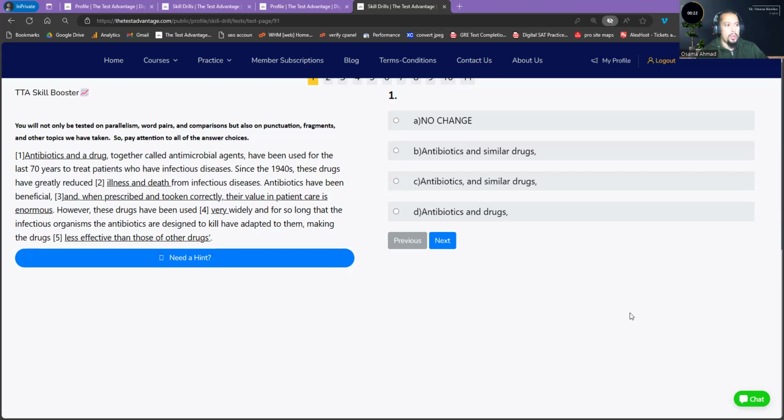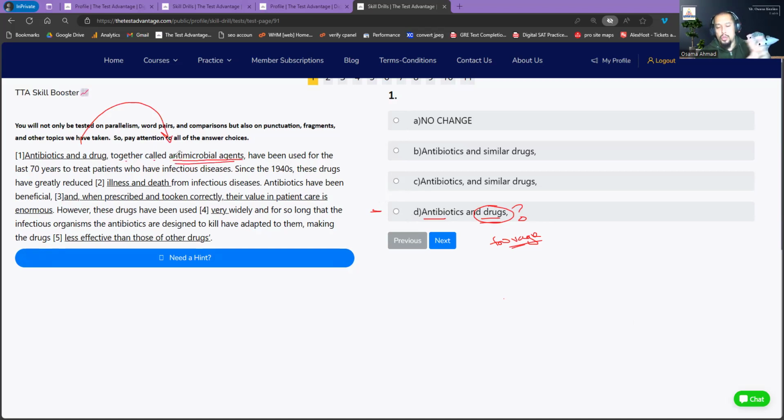Omar, no. Shazza, no. Okay. So these require thought more than anything else. You both told me this one, antibiotics and drugs. The problem here is that this is too vague for the structure, because it's talking about two similar things. Here they're together called antimicrobial agents. So make sure you read the sentence too. So I can't say this answer because "drugs" covers everything, while we're talking about specific drugs, and these drugs are related to antibiotics. So the answer B, antibiotics and similar drugs.